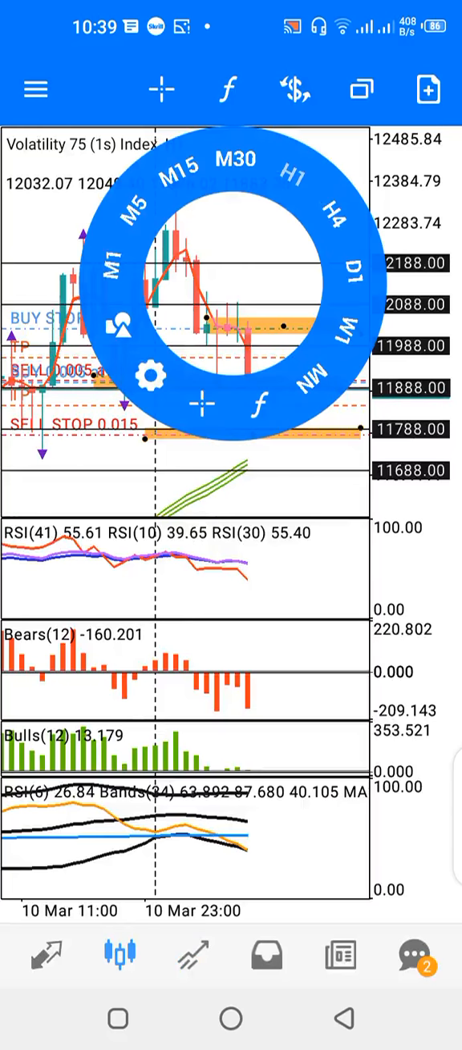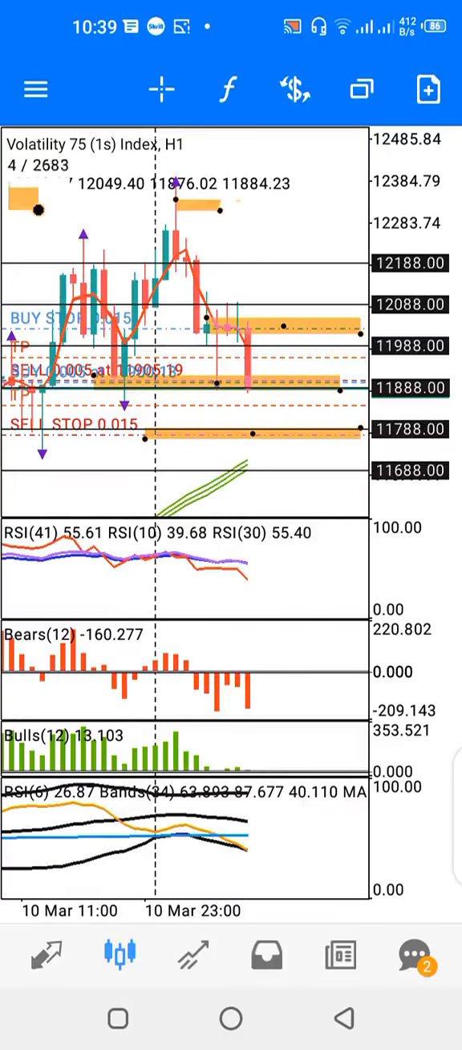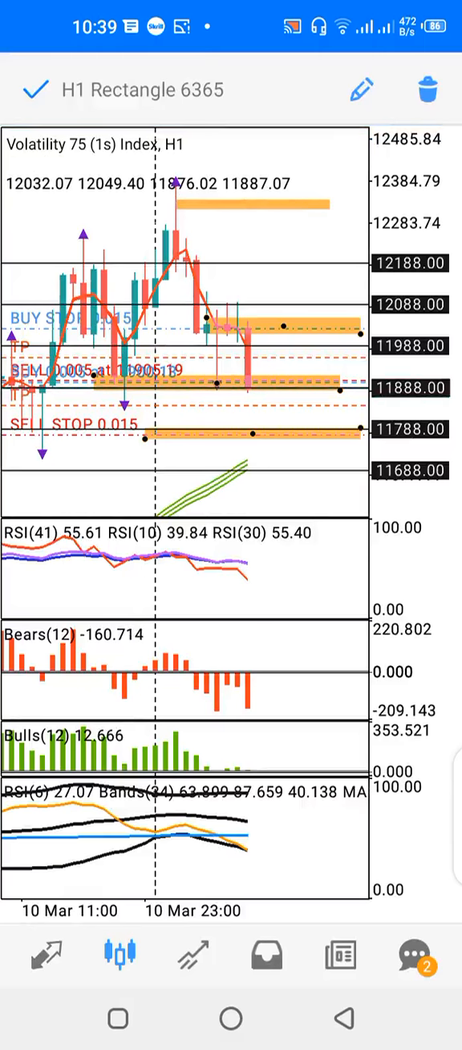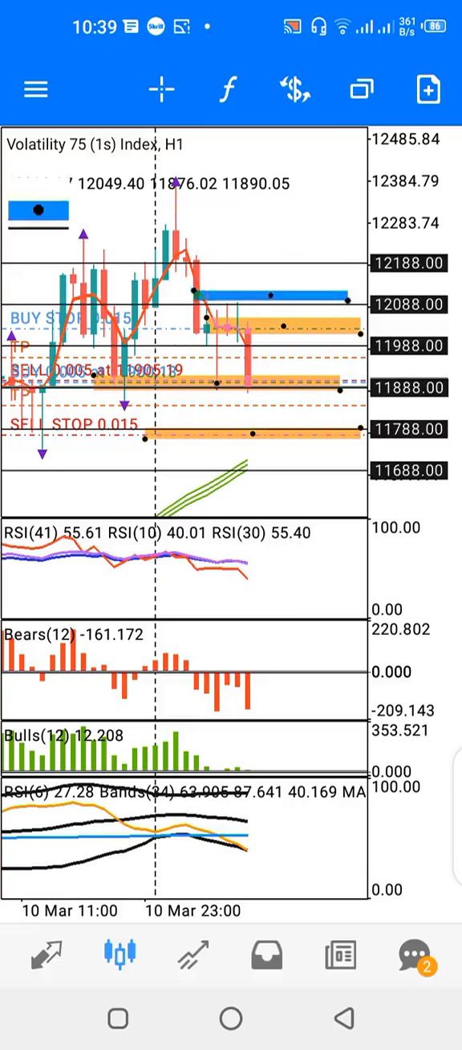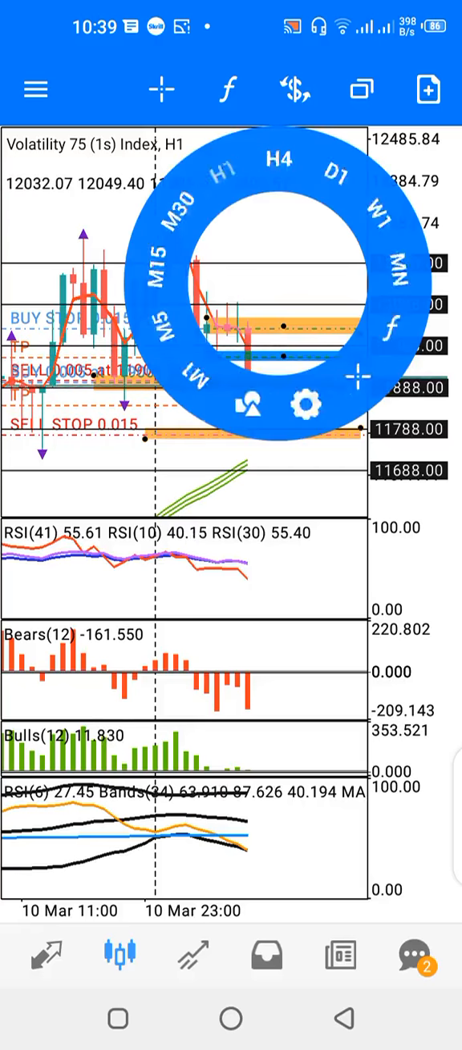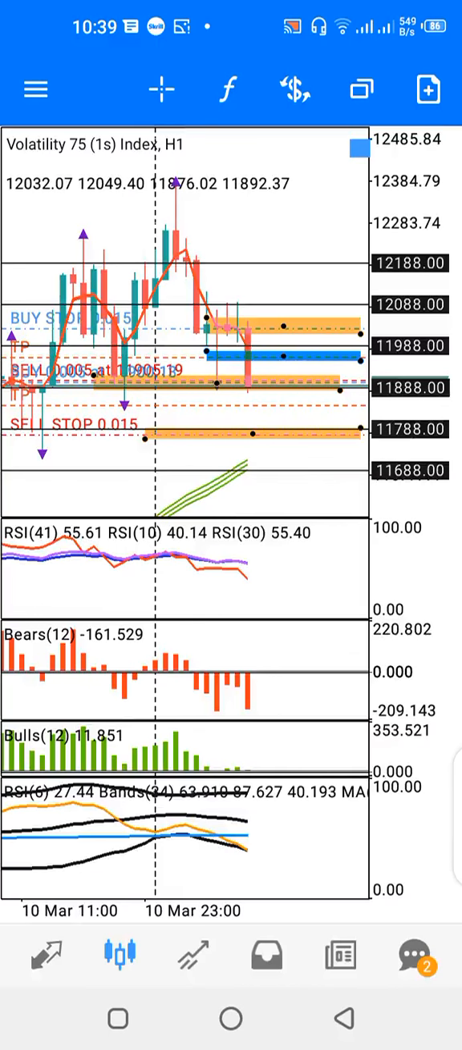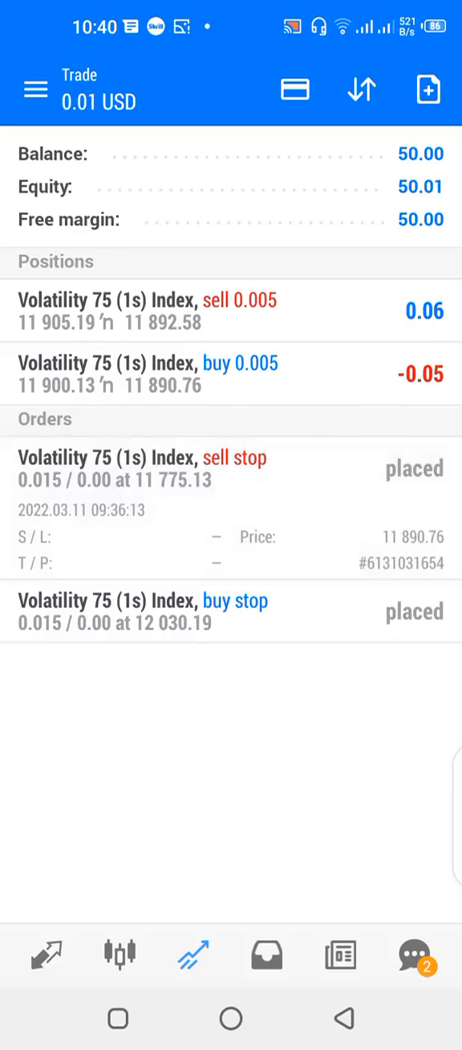Now what happens is, let me change the color for this to another color. Okay, let me put it as blue. I have the take profit for my buy trade to be here. Then I have the second take profit for my sell trade to be here. So it's either this take profit gets triggered first or this gets triggered first.